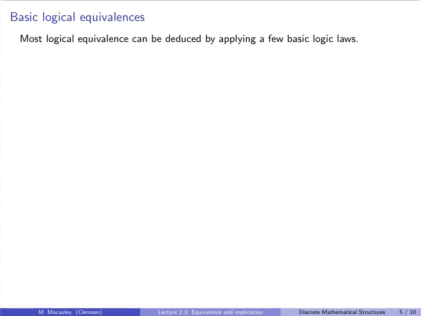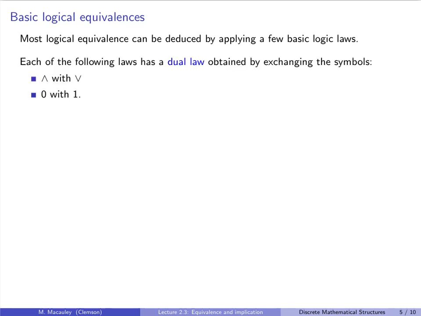At this time, I want to show you some basic logical equivalences. Now, most logical equivalences, however complicated they may be, can typically be deduced by applying a few basic logic laws that I will show you below. Each of the following laws has a so-called dual law, which is obtained by exchanging AND with OR, and 0 with 1. Let me show you some examples.